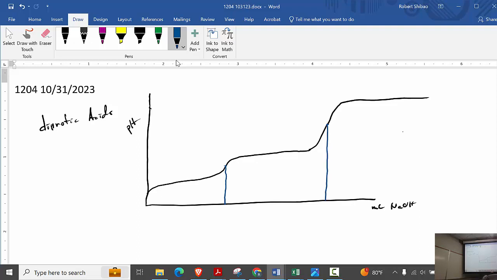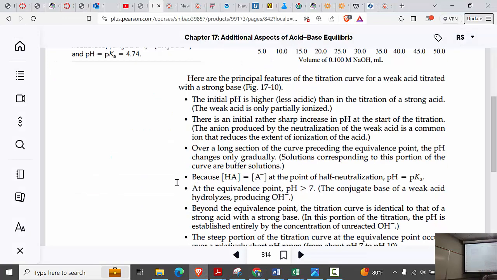All right, for continuing on with chapter 17, I want to talk about diprotic acids next. And we have the first equivalence point. This is a diprotic weak acid. And then we'll have our second equivalence point here. And so let's pick a weak acid and take a look at what a good acid would be here.